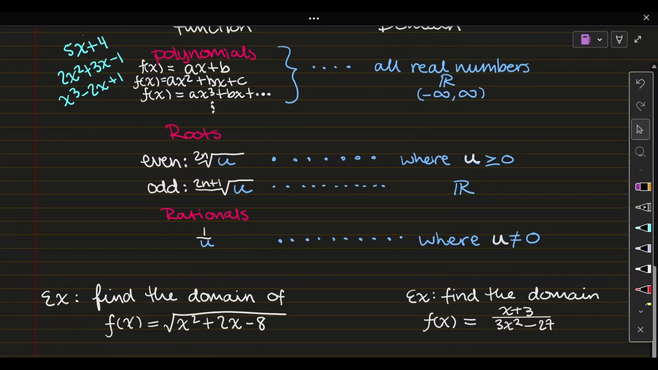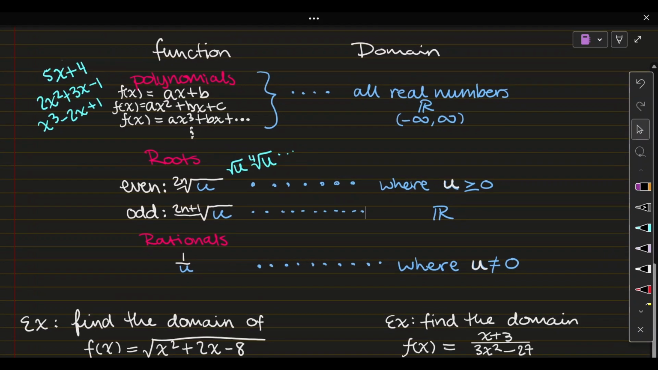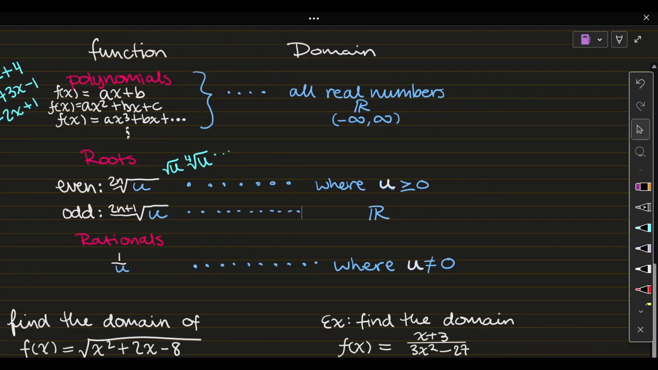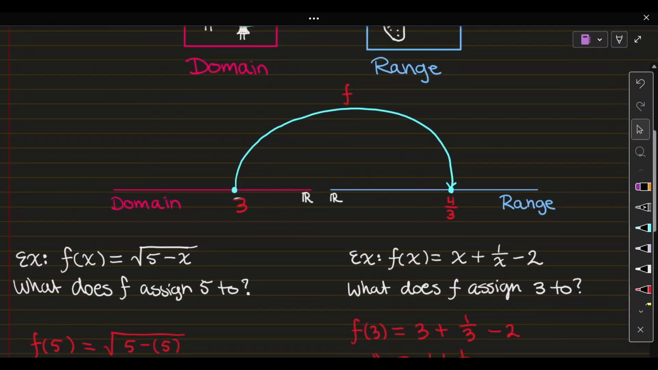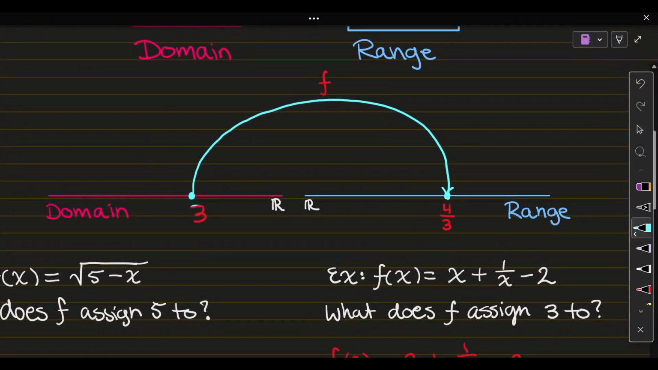For roots, so for even roots, like the square root of u, or the fourth root of u, and so on, only u greater than or equal to 0 is in our domain, okay? What I mean by that is, right, we're always told that, because remember, our functions here, we're focusing on functions from the real numbers to the real numbers. So we're only focusing on values in the real numbers that give us outputs in the real numbers.